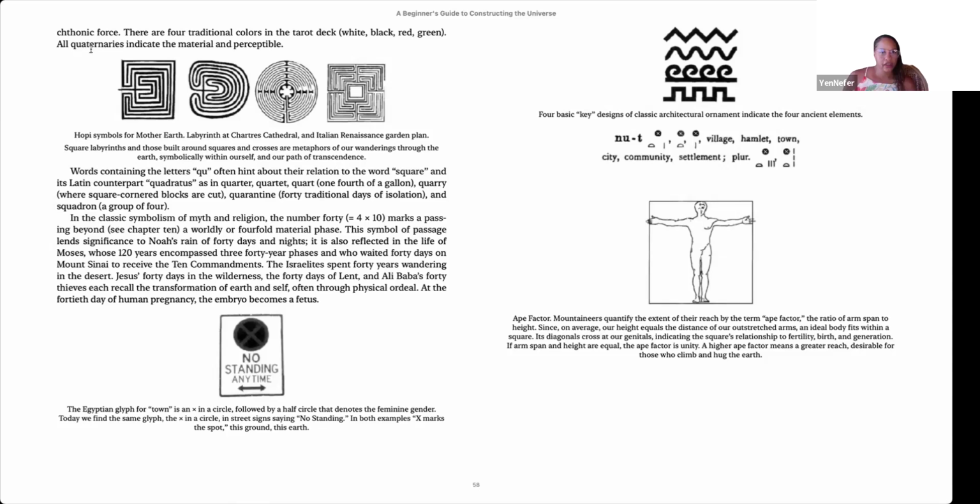All quarternaries indicate the material and perceptible. These are Hopi symbols for Mother Earth.